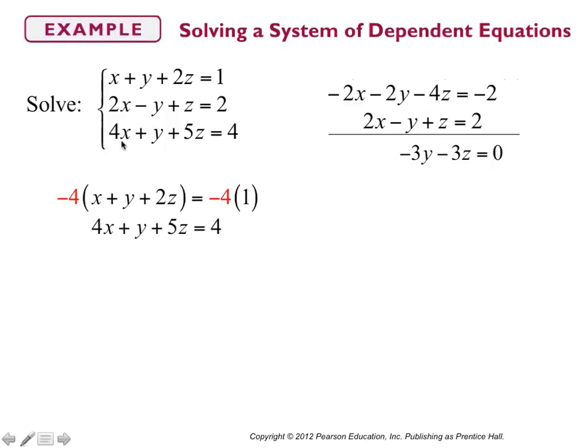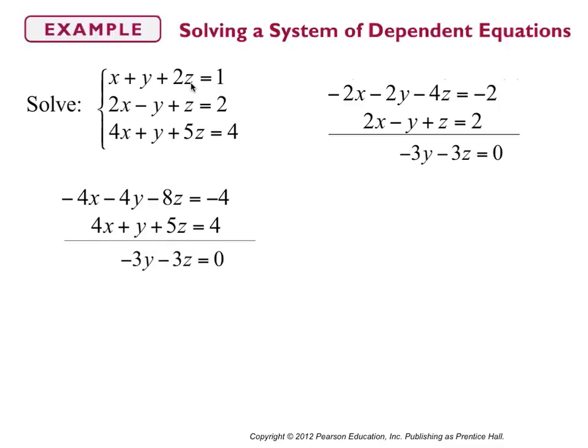Now we need to use that third equation since we haven't used it yet. If we take the third equation and the first equation, and we take this first equation and multiply by -4, then our x's are going to cancel. So if we multiply this first equation by -4, we're going to be left with -4x minus 4y minus 8z equals -4, and we add it to our third equation. So we're left with -3y minus 3z equals 0.